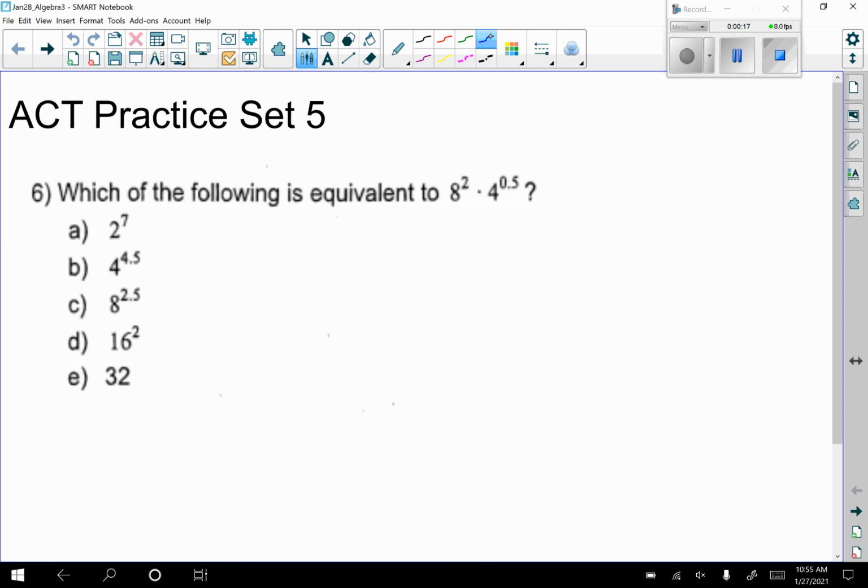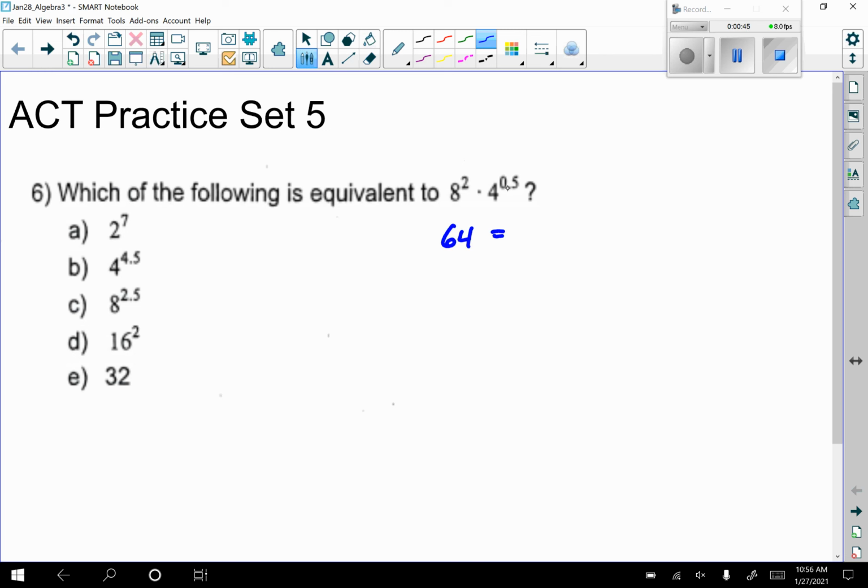So if you did have your calculator, all you'd have to do is type in 8 squared, but you should know that that's 64. So you could hit 64 times 4 to the 0.5, and you're getting 128. Now 128 isn't an answer here, but you could go through and say, well, what is 2 to the 7th? So you could type that in on your calculator, and guess what? That's 128.